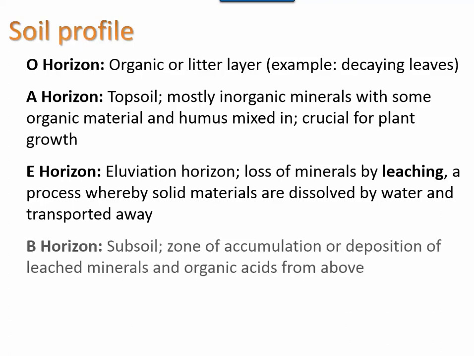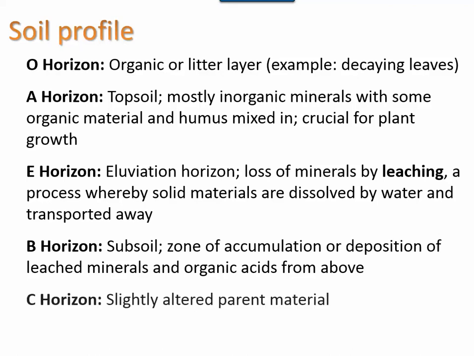And the B horizon is also called the zone of accumulation, or deposition of leached minerals and organic acids from above. So whatever chemicals have gotten leached from the E horizon, they end up in the B horizon. And one way that I remember it is E, I think of exit, because that's where the minerals are leaving. And then the C horizon is a slightly altered parent material. And R horizon is bedrock.